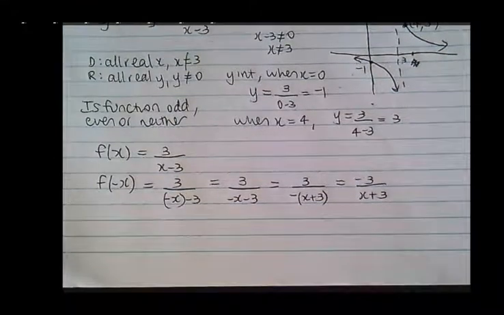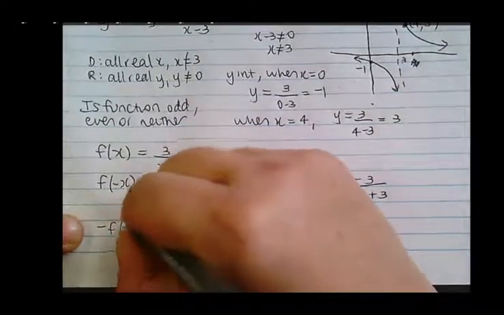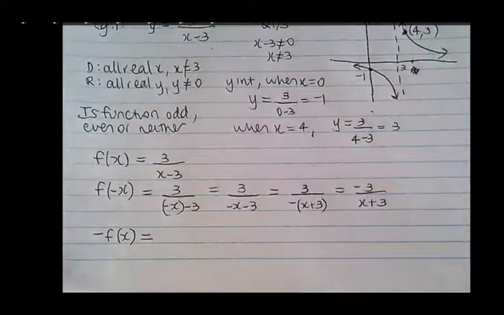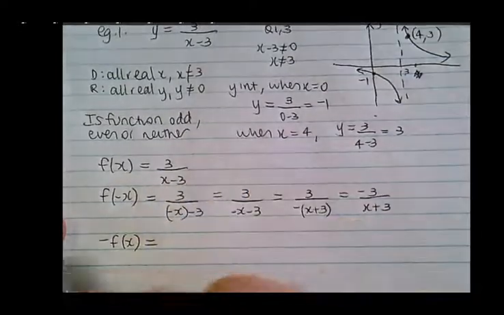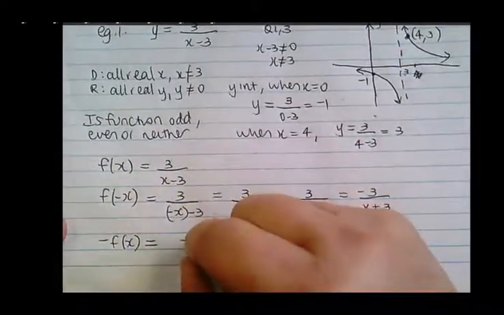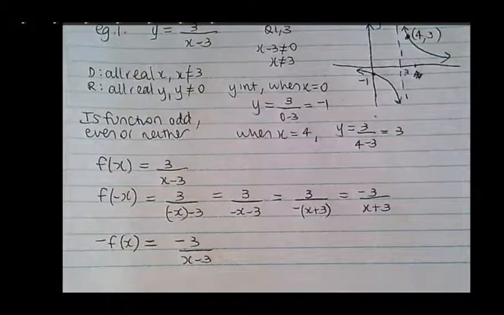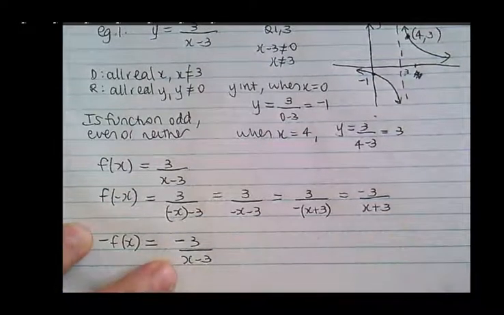And I'm now going to do the negative function of x. I'm just going to throw a negative in front of my function of x. Now my function of x is 3 over x minus 3. So negative function of x, isn't it just negative 3 over x minus 3? I'm just putting a negative there on the numerator. I'm not going to put it on the denominator, otherwise I'd need brackets.